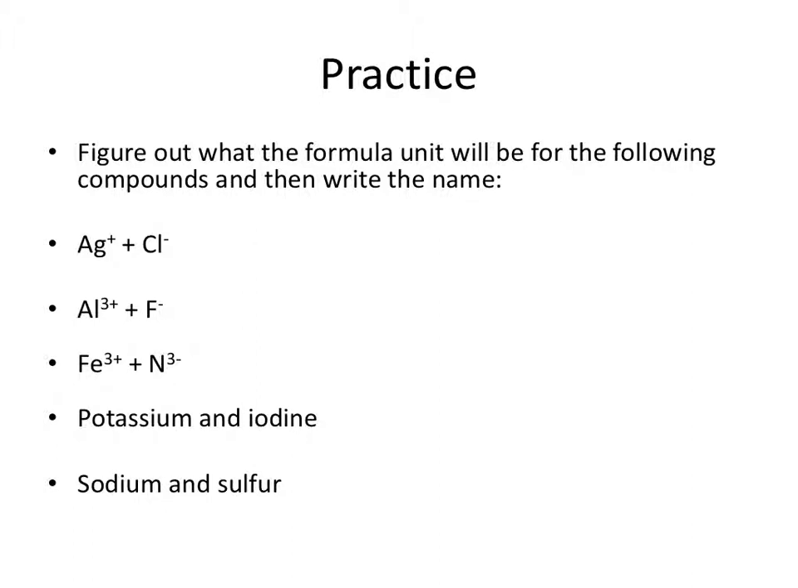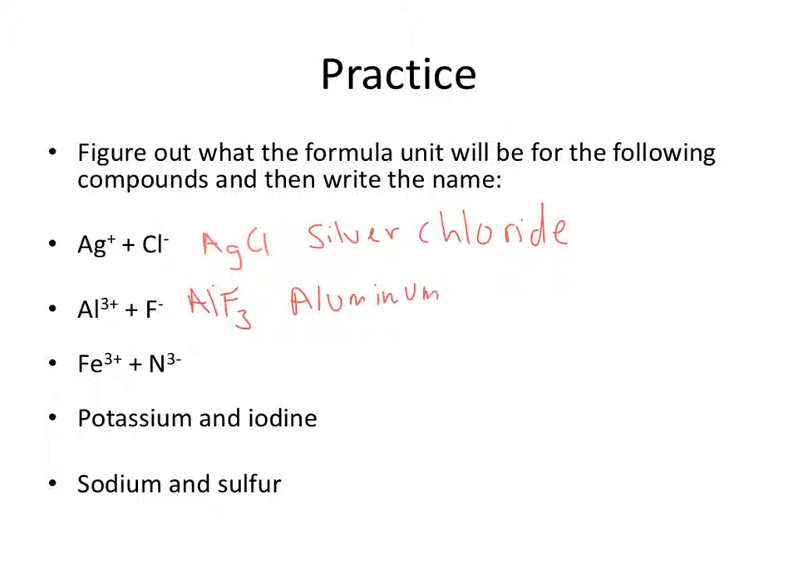Okay, so you should have found Ag+ and Cl- is AgCl, and that is silver chloride. All right, Al3+ and F- is AlF3, which is aluminum fluoride.